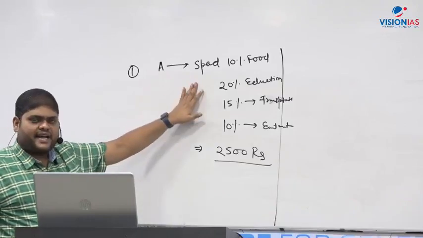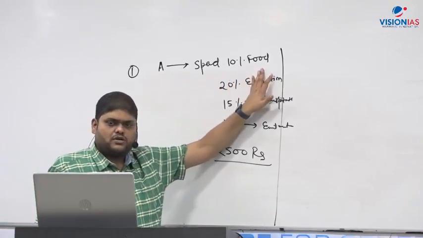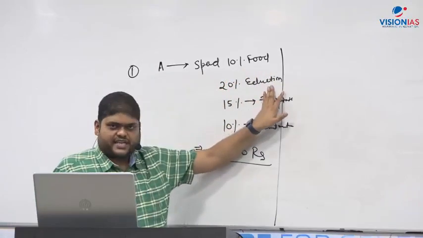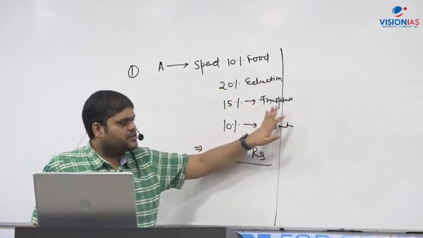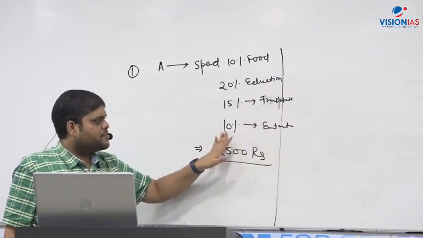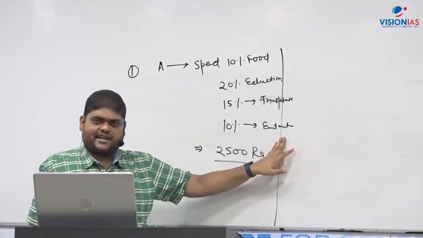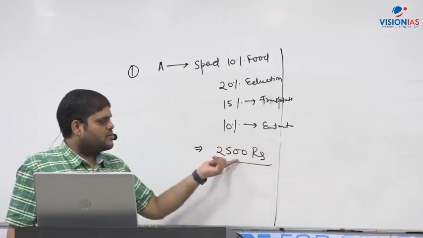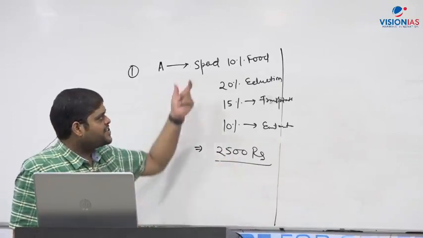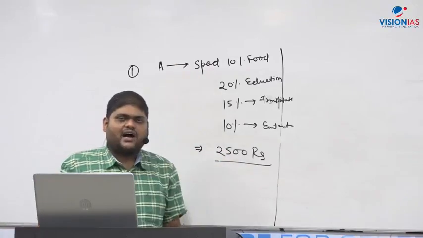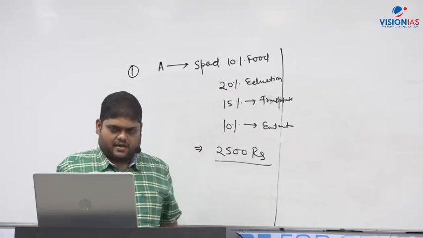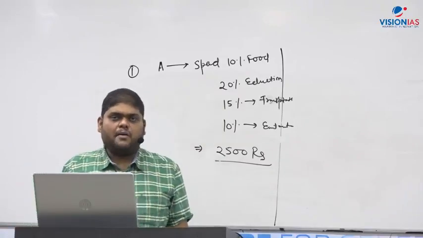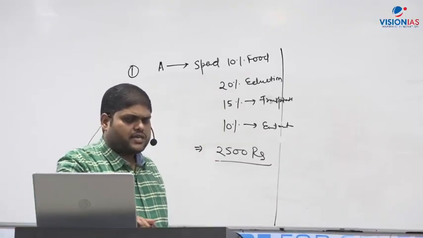Mr. A spent 10% on food, 20% on education, 15% on transportation, 10% on entertainment, and the rest he is saving. Suppose he saves some 2,500 rupees. Find the total income of Mr. A. This is the question.